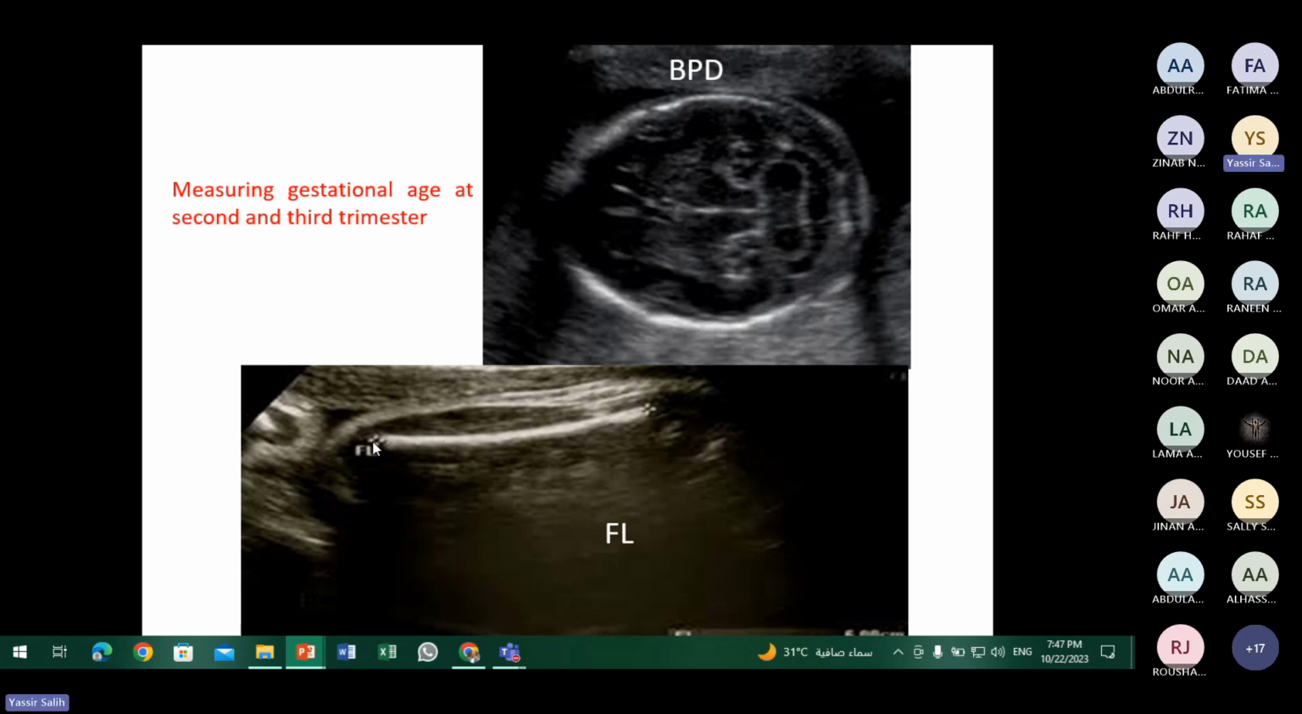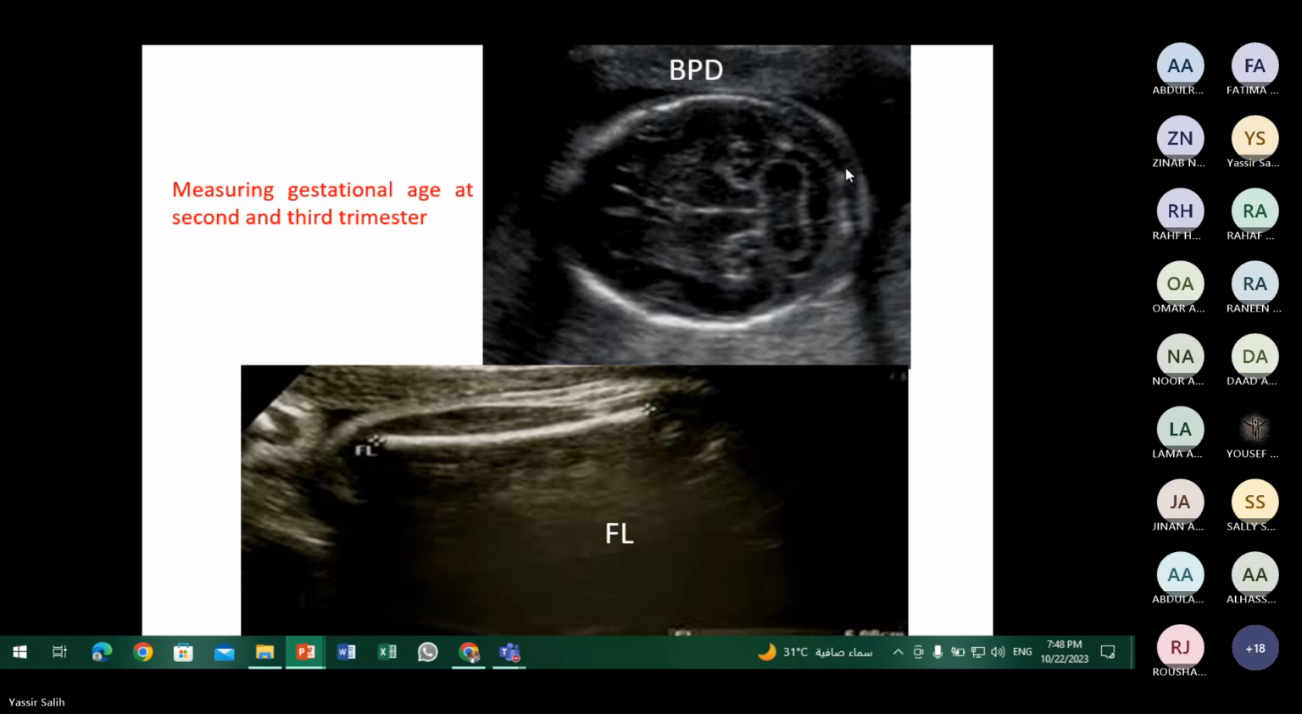In the second and third trimester, you can estimate the gestational age by the femur length. This is the femur of the fetus. You put the cursor at one end and the other cursor at the other end and measure the distance. This is called femur length. The machine also calculates this measurement into weeks, and tells you, for example, this is 32 weeks gestational age. So this is the biparietal diameter and this is the femur length.